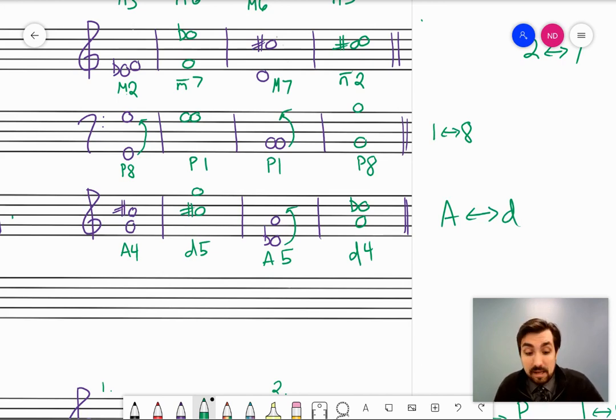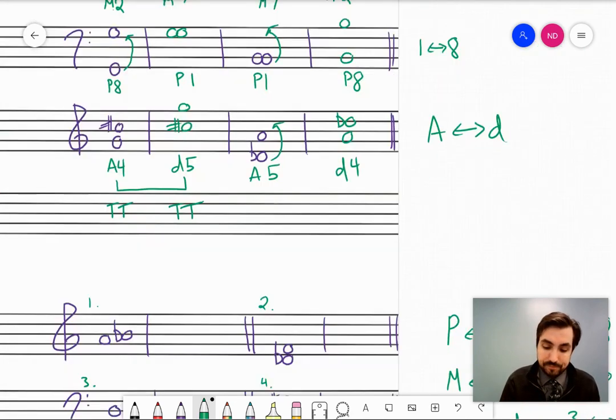And fourths and fifths again. Also, you should notice here, an augmented fourth and a diminished fifth are both tritones. So what that means is if you invert a tritone, it stays a tritone. No matter how many times you invert it, it stays a tritone. Okay, let's look at some example questions.